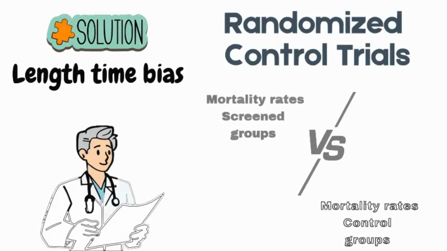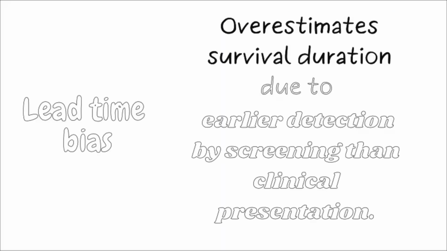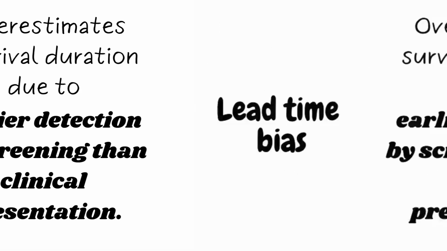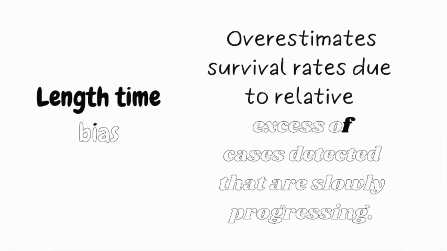Comparing both together, lead time bias overestimates survival duration due to earlier detection by screening than clinical presentation, whereas length time bias overestimates survival rates due to the relative excess of cases detected that are slowly progressing.